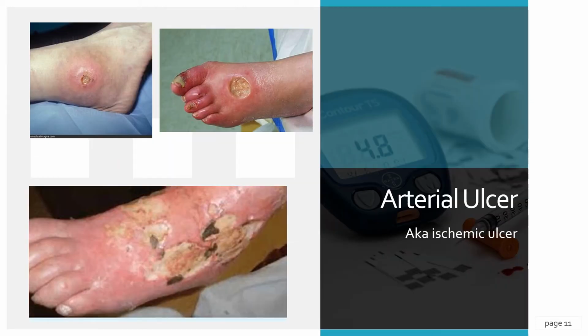Now let's look at arterial ulcers, also known as ischemic ulcers. These very often occur on bony prominences. See here on the toes, top of the foot. This is an ankle. Here's another foot. All caused from poor arterial blood flow.